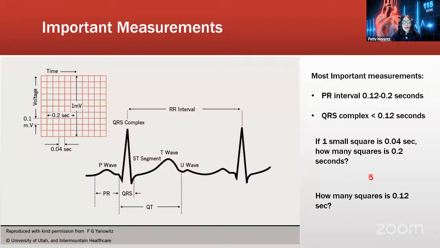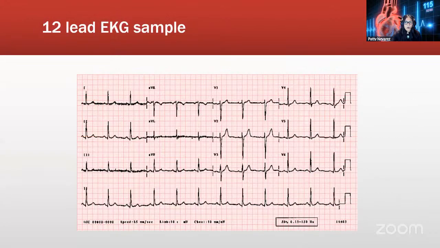Second question, how many squares is 0.12 if 1 small square is 0.04 seconds? I'm going to give you the Wheel of Fortune music again. So your answer is going to be 3. And that is because the QRS should not be longer than 0.12 seconds. That would talk about ventricles that are not doing their job. So it has to be between 0.08 and 0.12. That will be a good measurement for our QRS. That's super, super important.